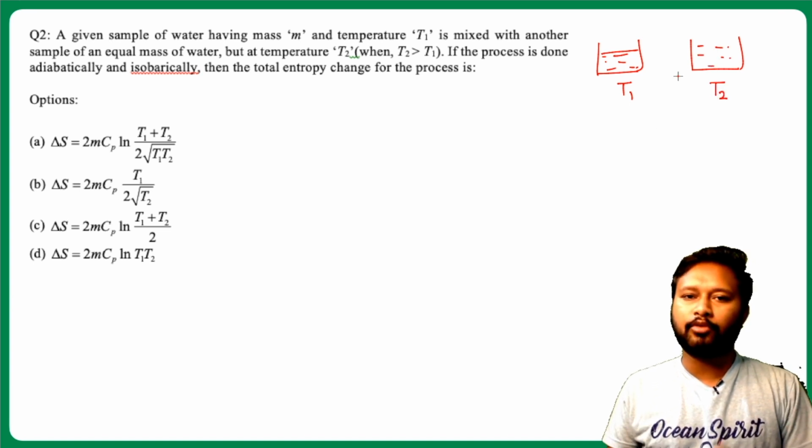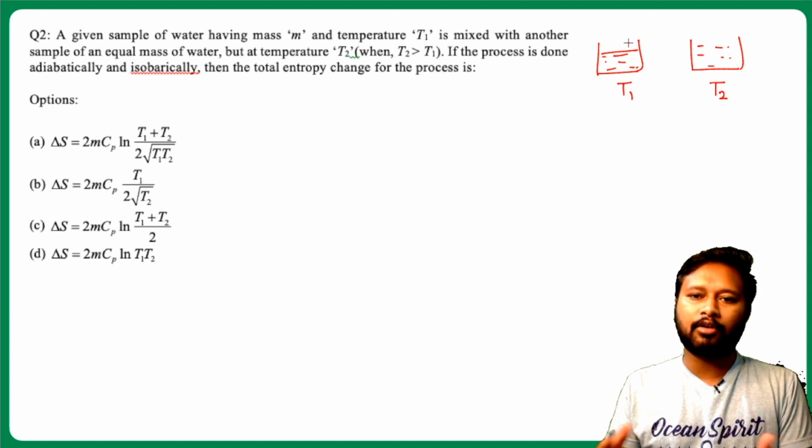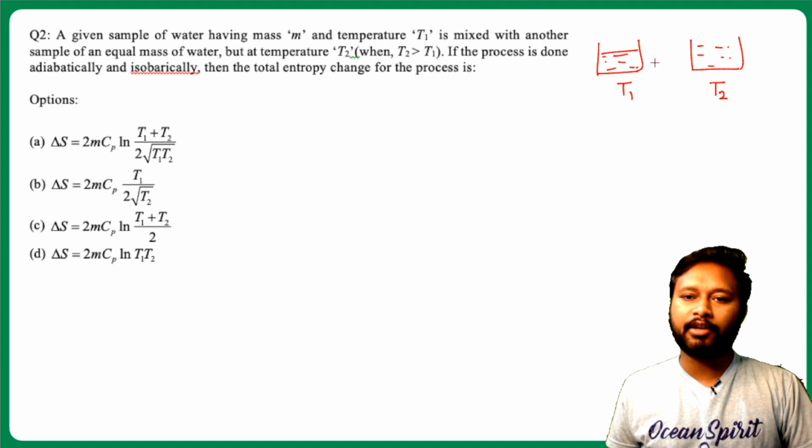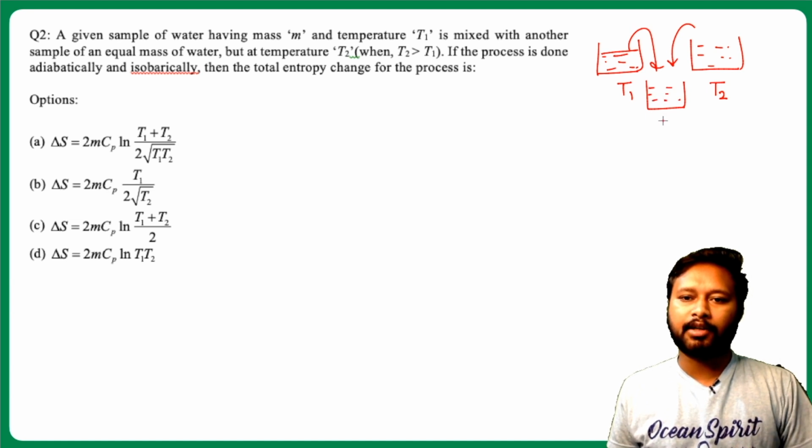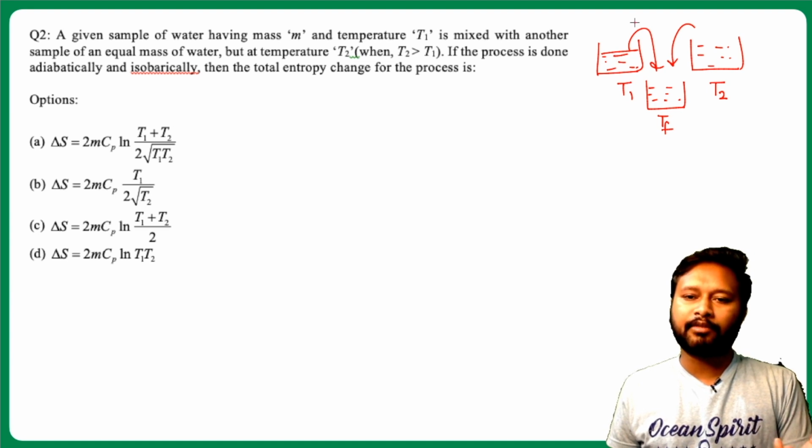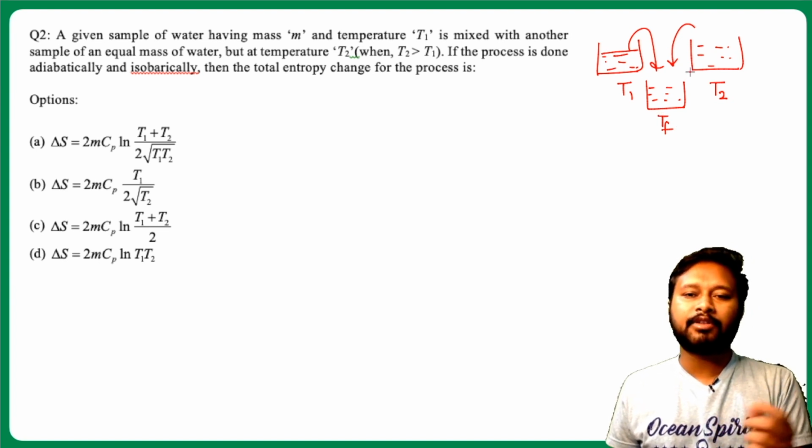Now you are mixing both these waters to form a mixture of both of them, just like we do while bathing, while taking a bath during winters. So let's say I'm mixing both these waters to get my final temperature. Let's call it Tf. So this T1 will reach some temperature Tf, and T2 will also reach some temperature Tf. So Tf is the final temperature which the mixture reaches.